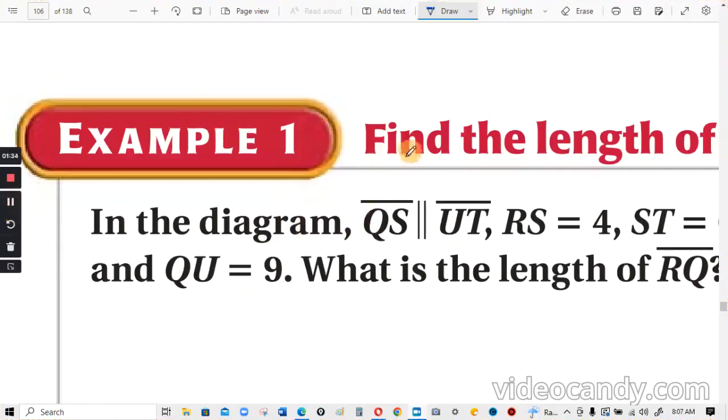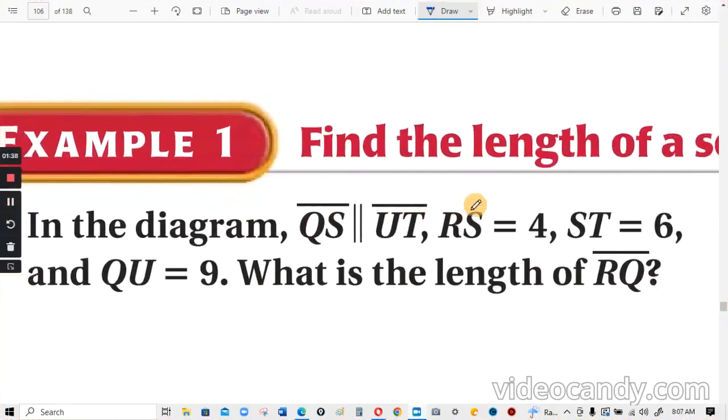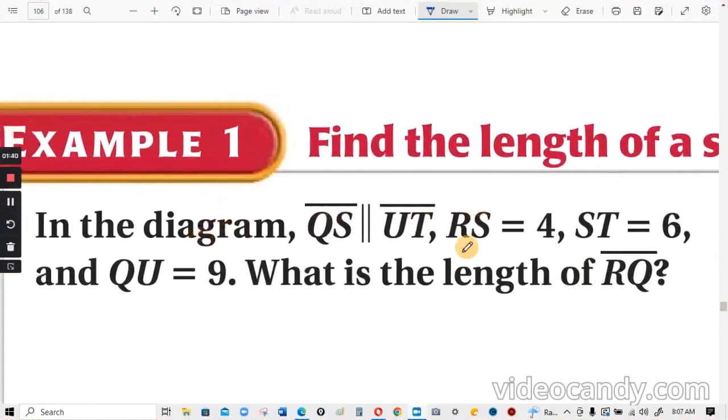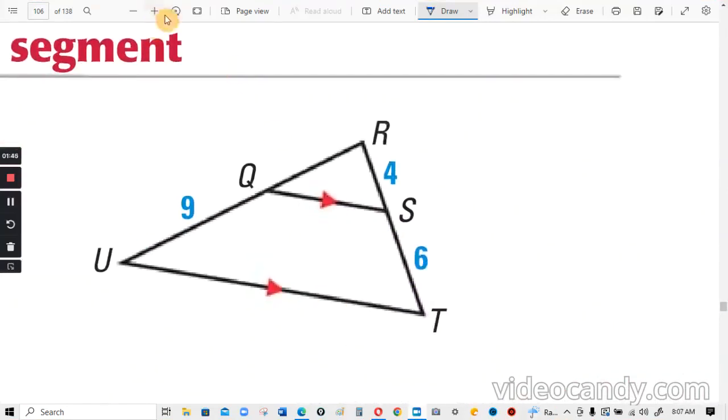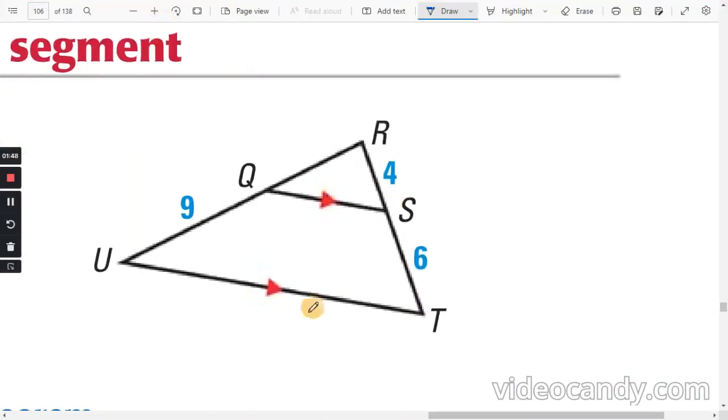Example 1. In the diagram, QS is parallel to UT, RS is 4, ST is 6, QU is 9. What is the length of RQ? Let's take a look. Okay, so notice we have two sides parallel here. This is parallel to this side here, and we can call this length right here X.